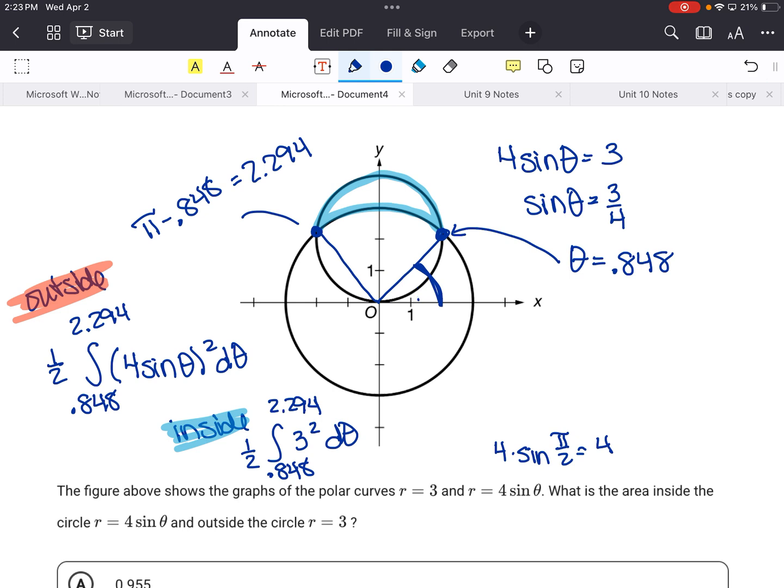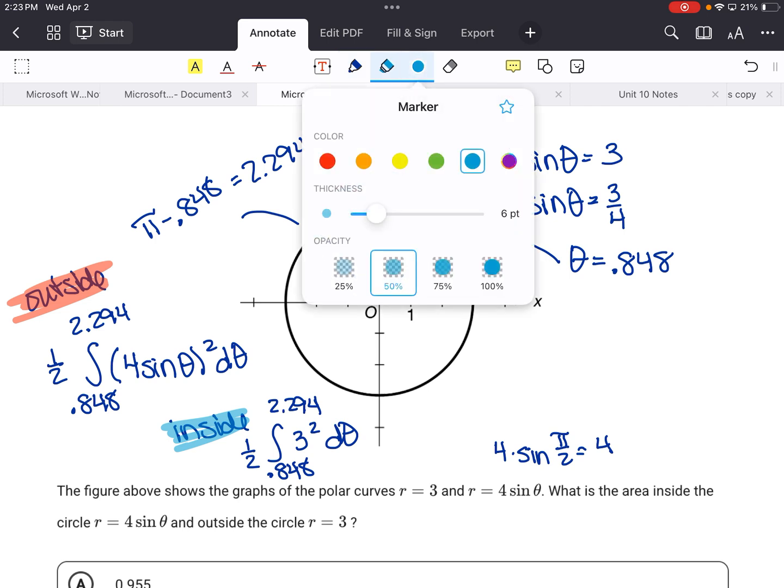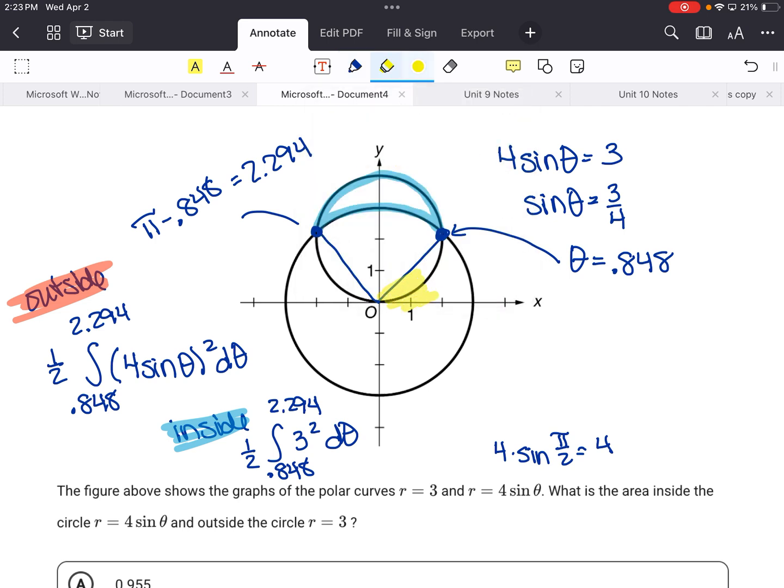Okay, so back to trig. I'm sure y'all are thrilled about that. Back to trig for a second. If this angle is 0.848, then this angle is also 0.848. So the angle that I really want to know here is 180 minus 0.848, so that's 2.294. Okay, so now I've got the parts where I'm going to start and I'm going to stop.